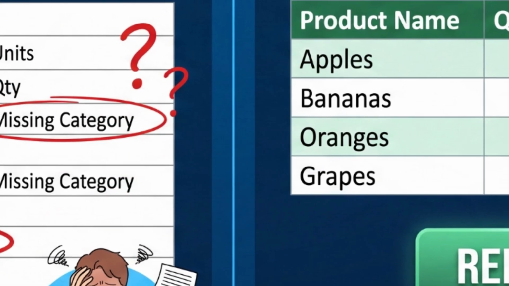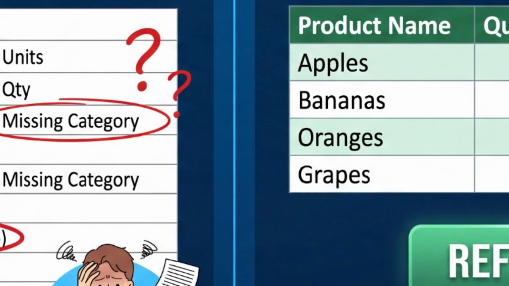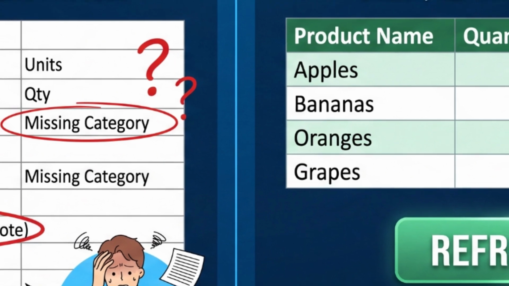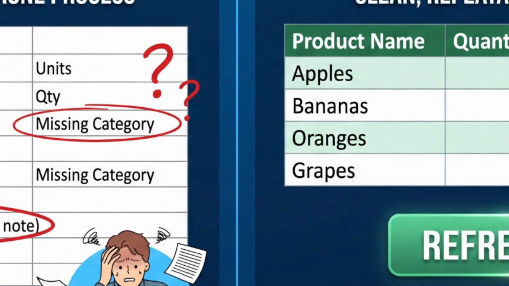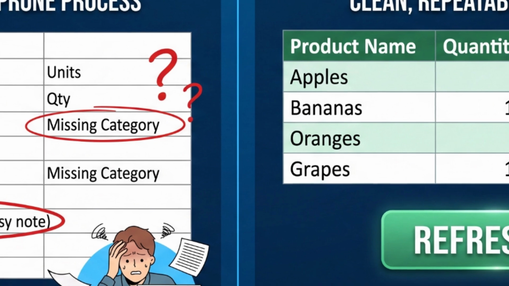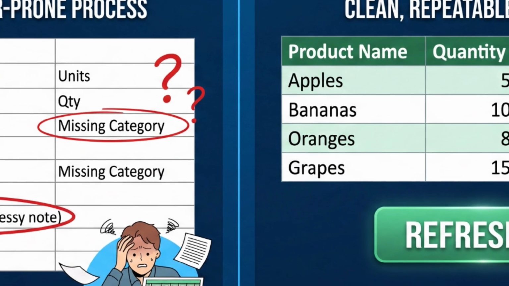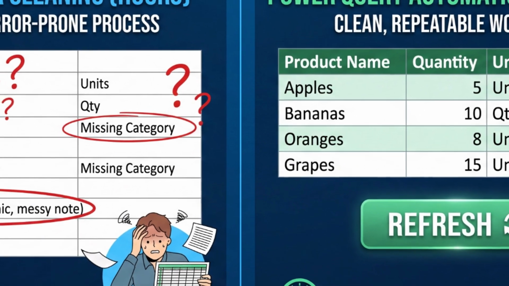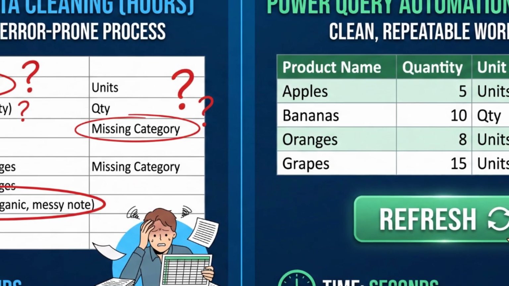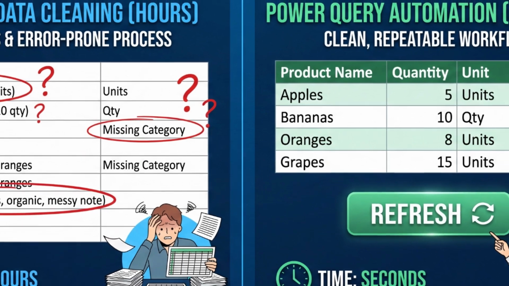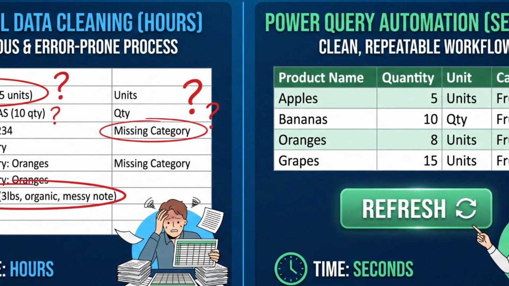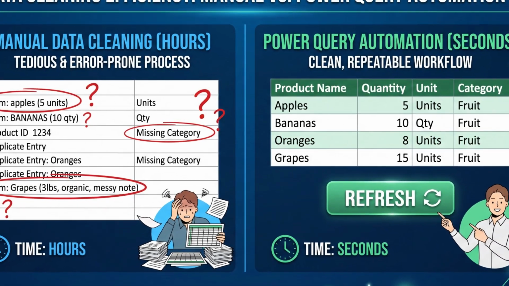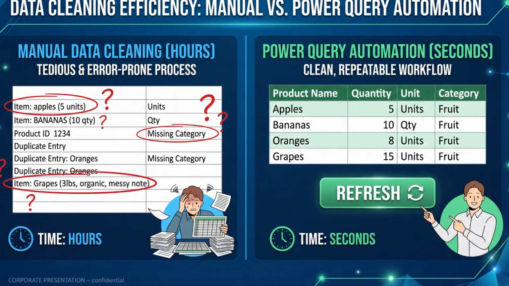Let us explore a real business scenario. You work in finance and receive monthly general ledger dumps. The dumps contain thousands of rows with inconsistent descriptions and missing categories. Cleaning this manually takes hours. With Power Query you build a workflow once. The workflow trims text, cleans descriptions, removes duplicates, and applies mapping rules. Every month you press refresh and the entire cleaning process completes in seconds.